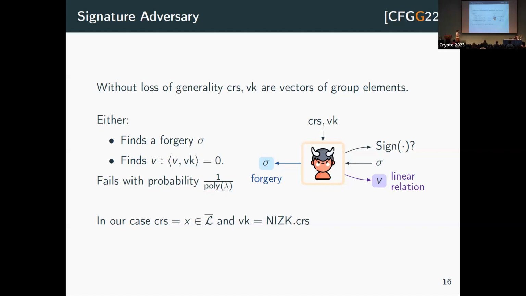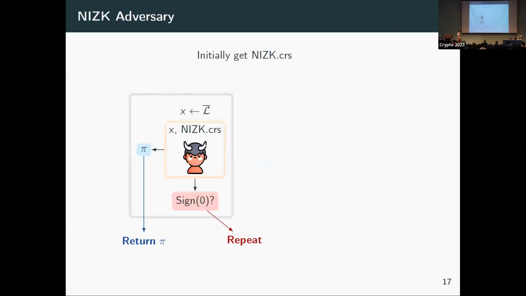So how do we use this adversary to break the security of our NESIC? Recall that in this case, the CRS of the signature scheme is going to be a false statement, and the verification key is going to be the NESIC CRS. So forgeries are proofs, essentially, and that's it.